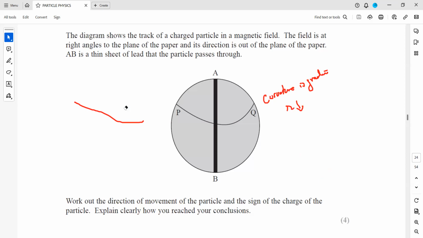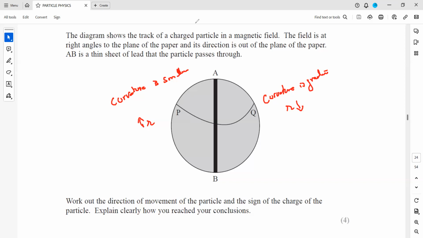But for P, what happened? You can see the curvature is smaller in the track. So when the curvature is smaller, what happens to the radius? The radius will be greater. And when the particle is moving, the one with a higher radius will have a greater momentum, and greater momentum means greater kinetic energy.